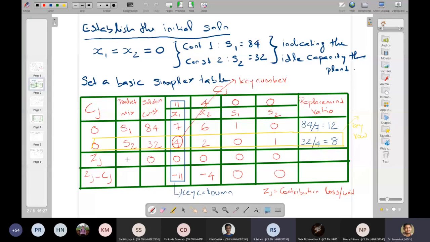First, we are calculating the key column. Then we are calculating the key row. Not key row and key column, vice versa. It is key column first, then key row.